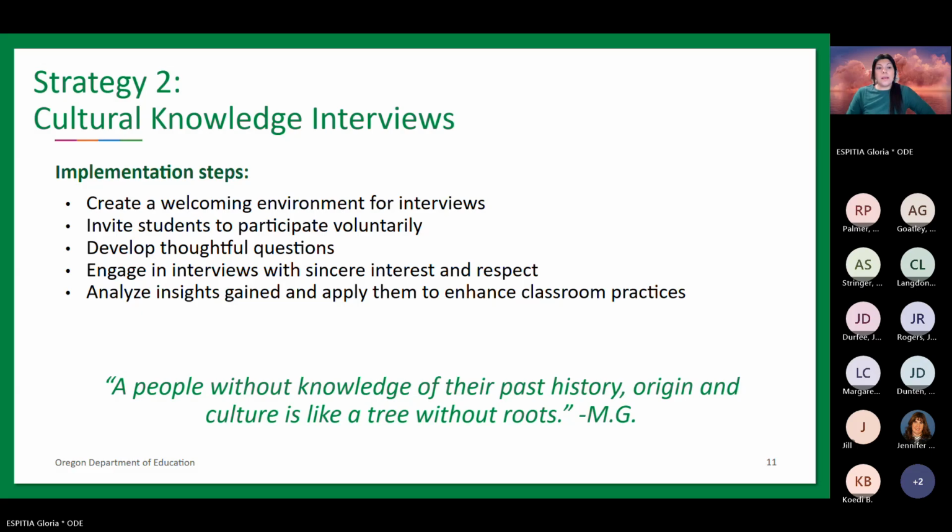On the next slide, I'm going to go through some considerations for these strategies that are more aimed at culturally responsive teaching. But before we do that, I'm going to pause and ask if there are any questions, clarifications, anything that's coming up for people as we're talking about cultural knowledge interviews.